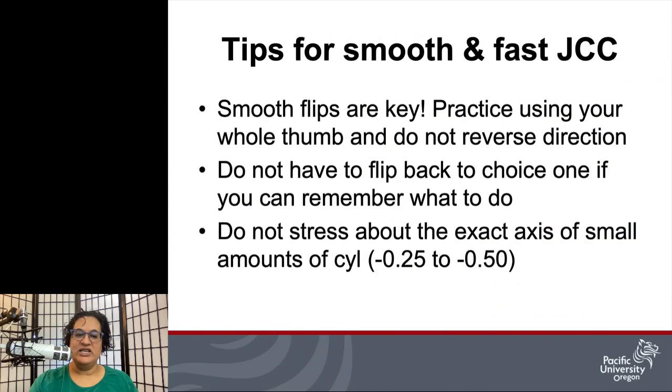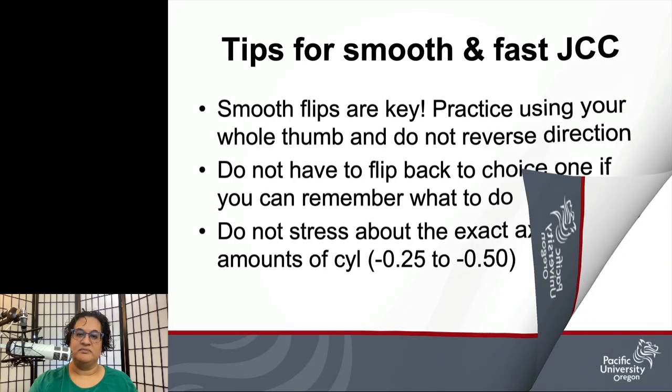If you're comfortable with JCC, you'll often find that you do not have to flip back to the choice 1 that the patient made. You can respond to their choice without actually having to flip back the lens to choice 1. That can save you a little bit of time and just make things go more smoothly. I also want to mention if the patient has a very small amount of cyl, then don't spend your time struggling to find the exact axis to 1 or 2 degrees. If you are within 5 or 6 degrees of that patient's axis, that's going to be good enough.